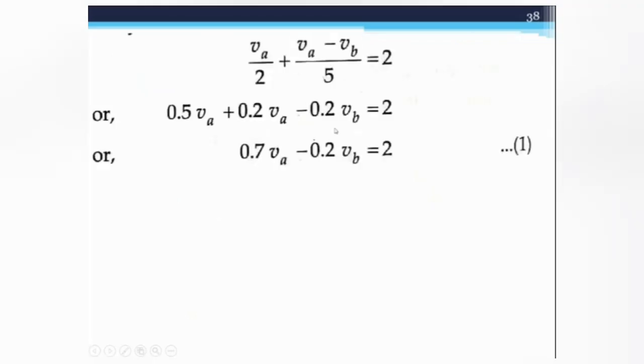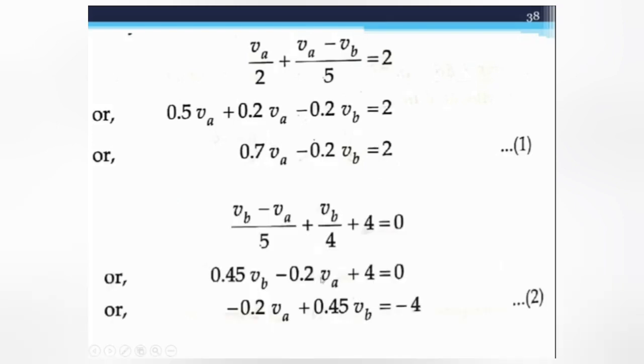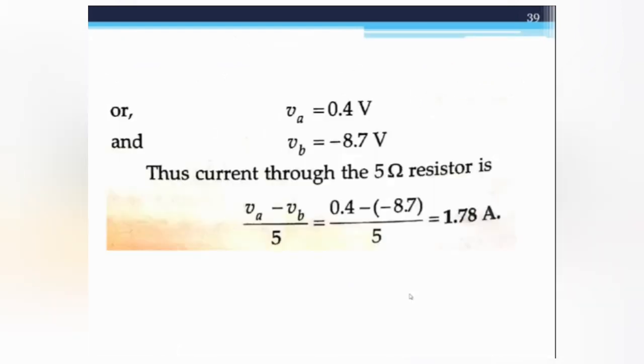Our first equation becomes 0.7 VA minus 0.2 VB equal to 2. Similarly, the second equation is minus 0.2 VA plus 0.45 VB equal to minus 4. By solving these two equations and applying Cramer's rule, we get VA and VB as 0.4 and minus 8.7 volt. So the current through the 5 ohm resistor is (VA minus VB) by 5. By putting the values of VA and VB, we get the current as 1.78 ampere.